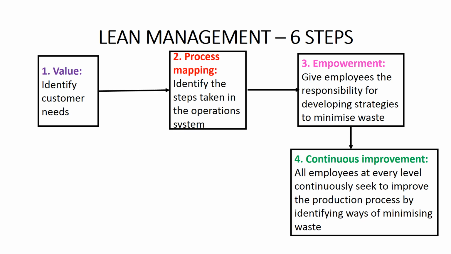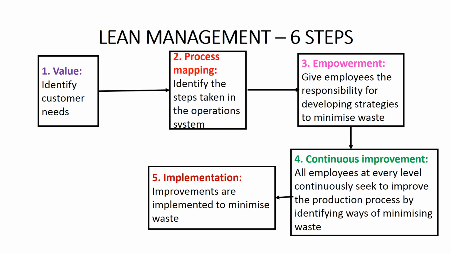Both the third and fourth steps relate to the corporate culture of the business. A business will only be successful in implementing lean management if it has a corporate culture in which its employees are committed to continuously improving the business's production process by identifying and minimizing waste, and in which the business's employees are willing to accept responsibility for improving the business's production process by identifying and minimizing waste.